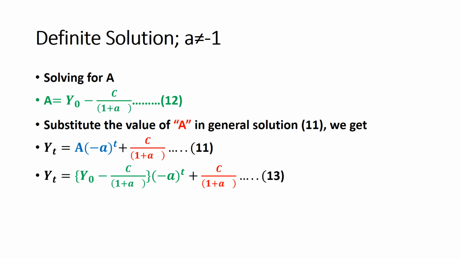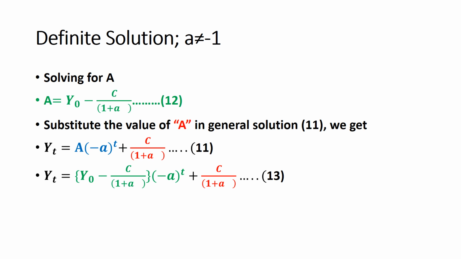Equation number 11. Substitute the value of A, which is available in equation number 12. We will get yt is equal to y naught minus c over 1 plus a into minus a to the power t plus c over 1 plus a. The equation number 13 is called the definite solution. Why do we call it the definite solution? Because there is no arbitrary constant. It is free from the arbitrary constants.